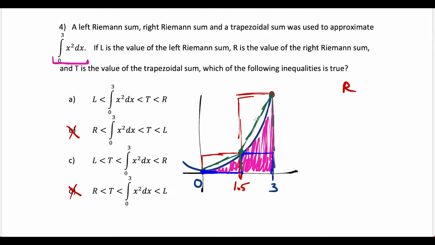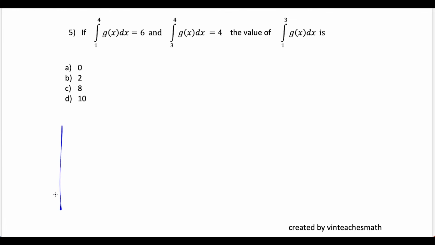So the trapezoid sum is going to be an approximation that's over the actual area. So this one here is going to match up with choice A. So for question 5, we're talking about the area from 1 to 4. So I'm just going to draw this out here. The area from 1 to 4 of g of x is going to be equal to 6. So this is not necessarily what g of x looks like, but this entire area is equal to 6.